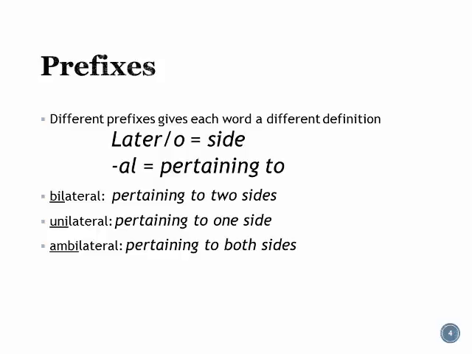Lateral is a combining form that means side. You can tell this is a combining form because it has the slash diagonal followed by a letter. Al is the suffix, which means pertaining to. So when we take lateral and use different prefixes with it, we get different words. Bilateral, pertaining to two sides. Unilateral, pertaining to one side. Ambilateral, pertaining to both sides.